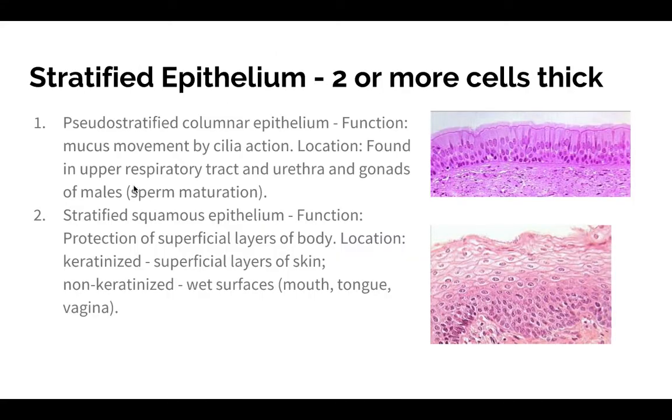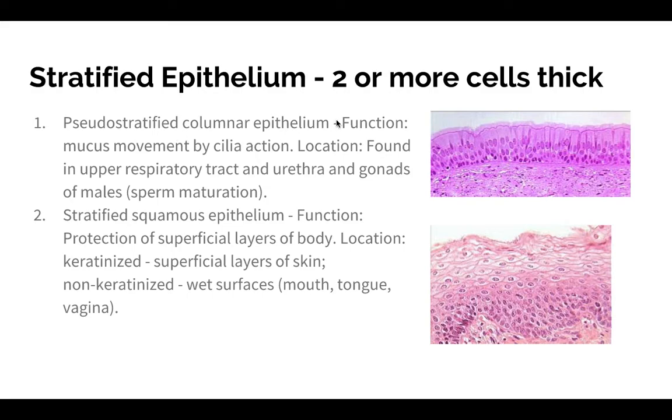All right, so we're starting with stratified epithelium. If you remember the last time, we talked about the simple epithelial types of tissue. Stratified, remember, is when you have multiple layers of cells stacked up on each other. So stratified epithelium is when there are 2 or more cells thick. This first kind that we're going to look at is called pseudostratified columnar epithelium. This prefix pseudo means it's kind of false, it's fake. This is like falsely stratified.